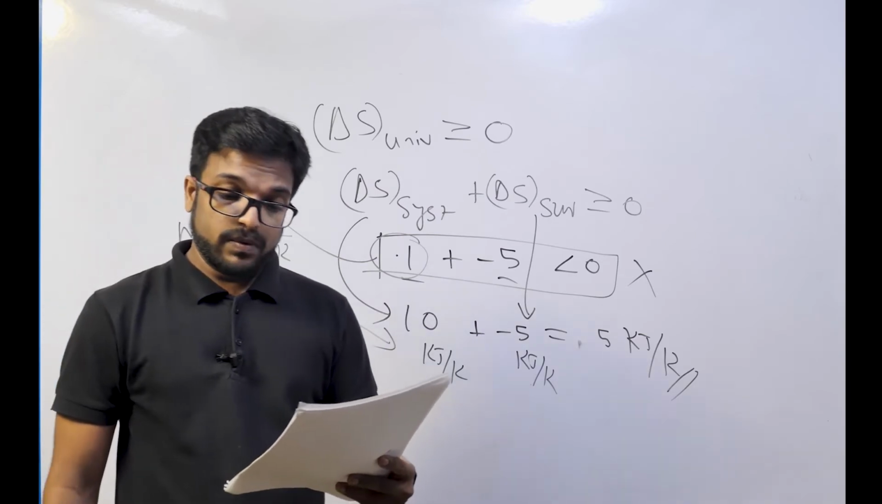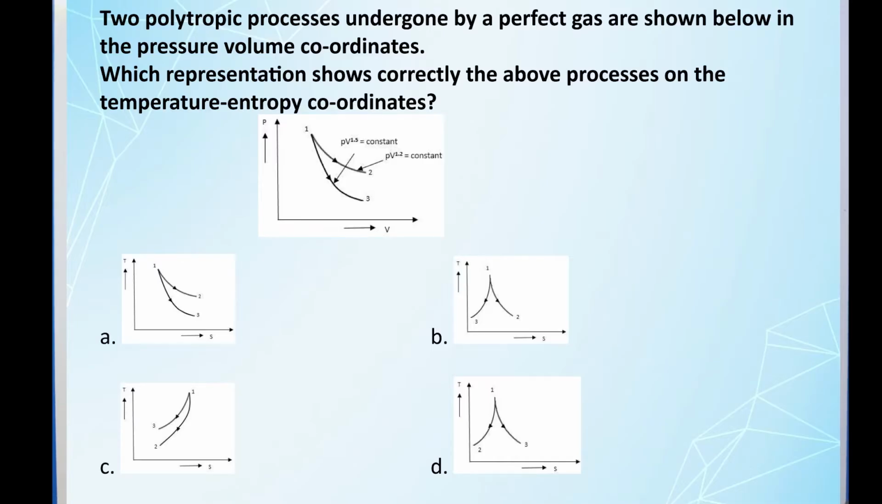Let's go to the next problem. Two polytropic processes undergone by a perfect gas are shown below in the pressure volume coordinates. Process 1 to 2 is a polytropic process with a polytropic index of 1.2, that is PV raised to 1.2 is constant. Process 1 to 3 is a polytropic process with a polytropic index of 1.5, that is PV raised to 1.5 is constant. Now we have to convert this PV diagram into the corresponding TS diagram, and select the correct option from the 4 given options.